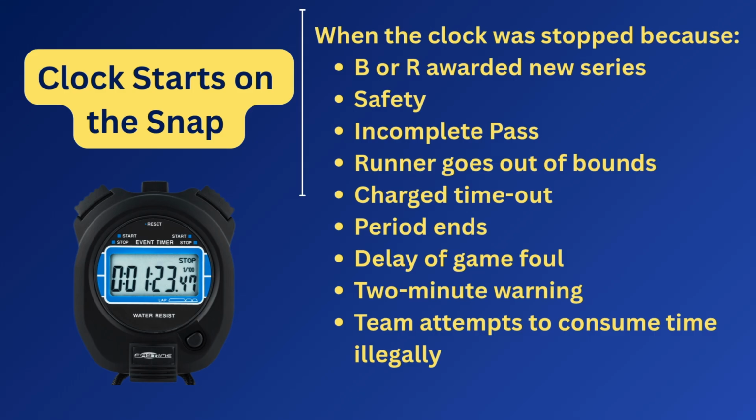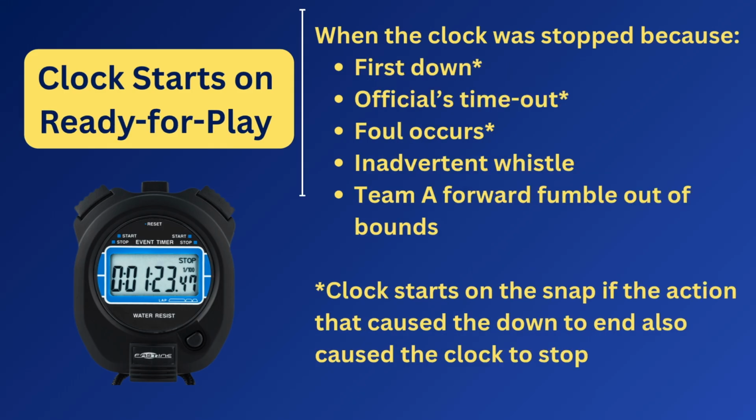a safety, an incomplete pass, runner goes out of bounds, charged timeout, a period ends, delay of game foul, 2-minute warning, team attempts to consume time illegally. All of these things, the clock will start on the snap. Now, the clock will start on the ready for play, meaning when the referee gives the ready for play signal, blows the whistle, clock's rolling.